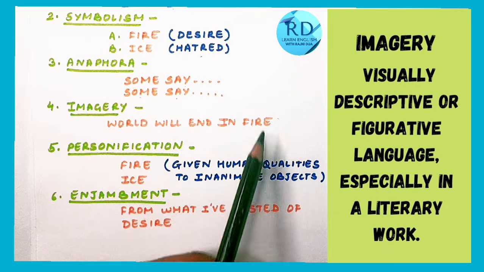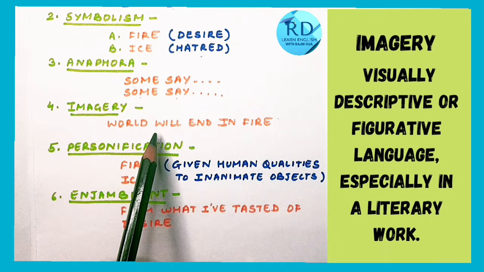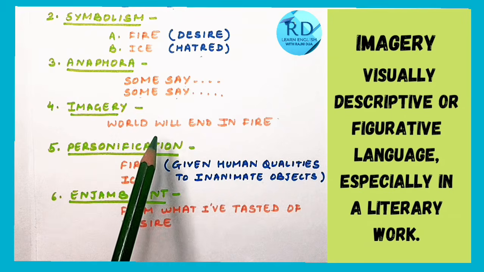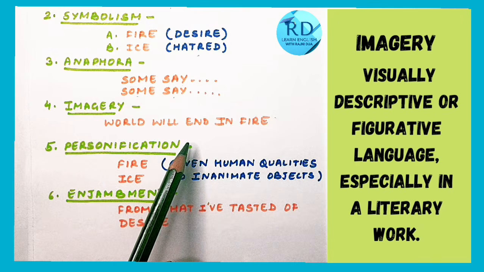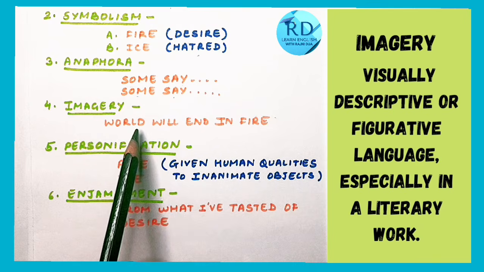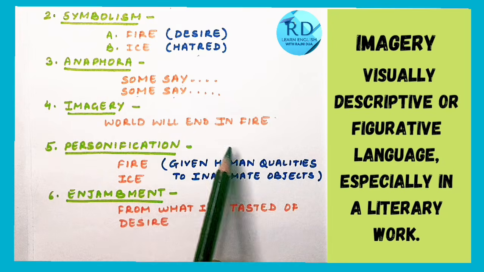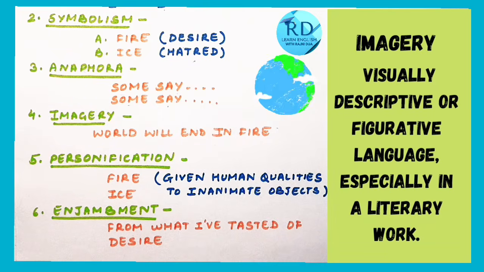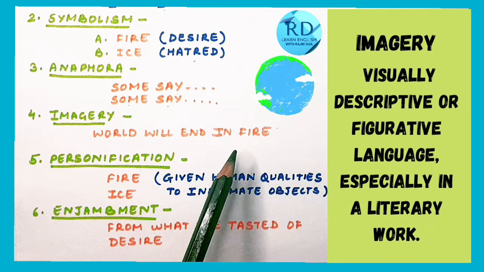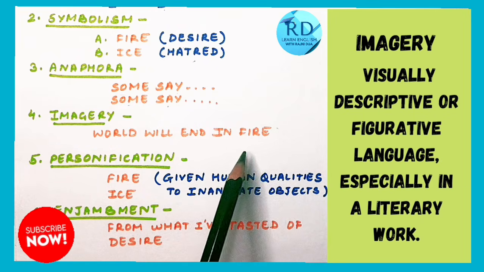Imagery is when we have a picture in front of us of these words which are spoken or written by the poet. So imagery is when we can make an image in front of our eyes through these words. For example, when the poet says world will end in fire, or he says in ice, then we can imagine earth ending up in fire, or we can imagine earth ending up by freezing and through ice. So imagery is when we can make a mental picture of these words written.